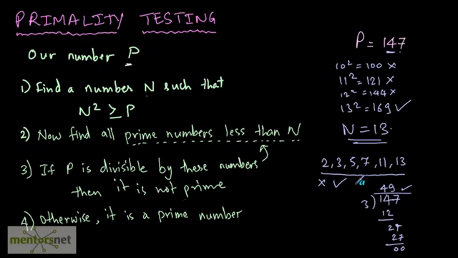So there is no need to go forward and check all these numbers, because we found out that this number is divisible by one of the prime numbers which are less than n. And point number 3 states that if p is divisible by any of these numbers, then it is not a prime number. So 147 is not a prime number.